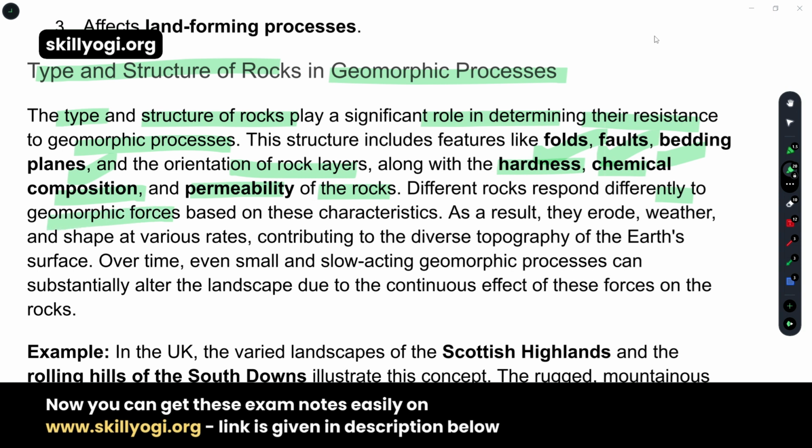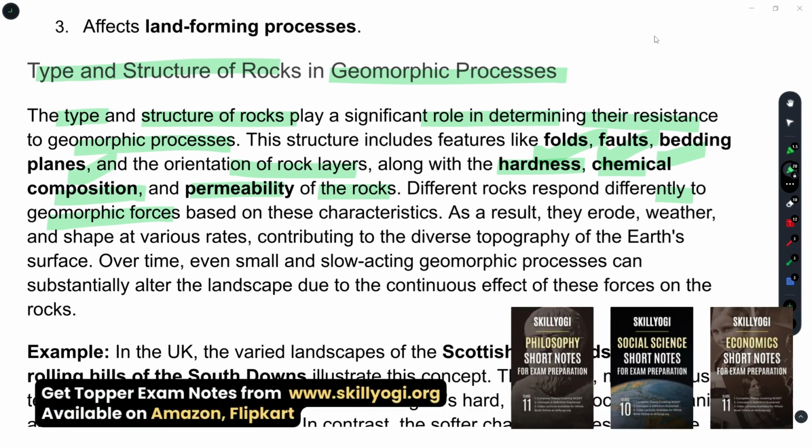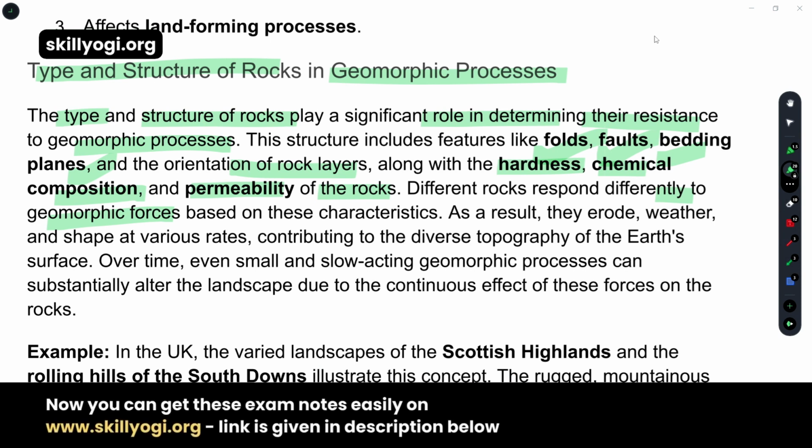This is a very important line because we have already learned in class 8 that we have three kinds of rock. First is igneous, second is sedimentary, and the third is metamorphic. But you tell me, students, are all the rock materials and their components the same, equal? Are there no differences between them? Yes, there are differences. So different rocks respond differently to different climatic phenomena and geomorphic processes. As a result, they erode, weather, and shape at various rates.